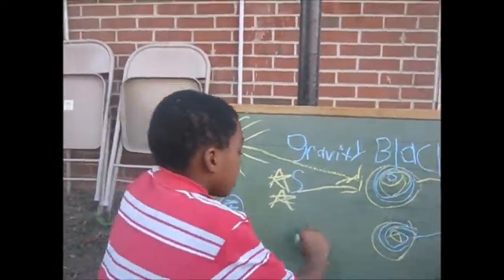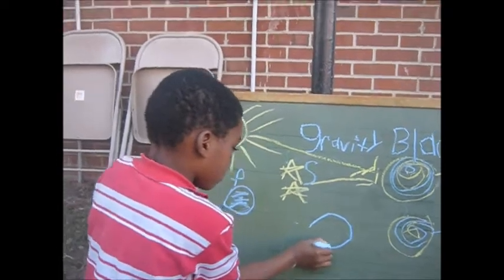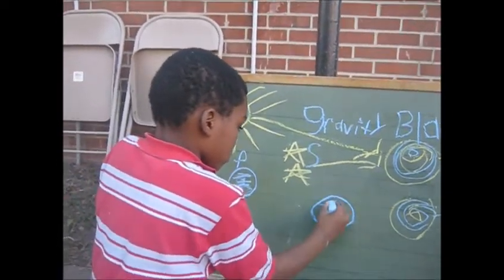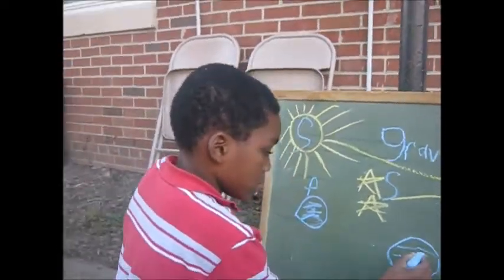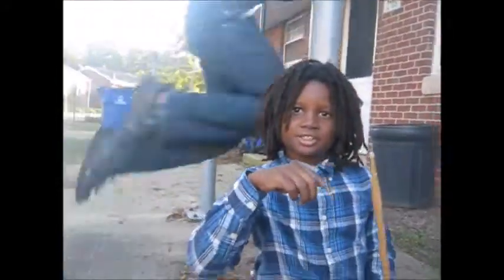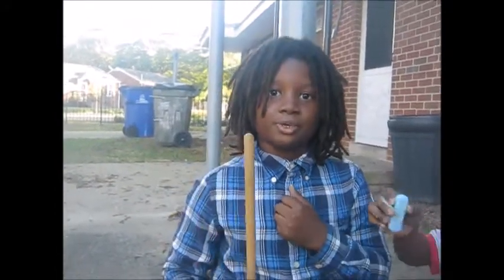Sometimes black holes be on planets like this. Okay. Just like on Saturn. Like the rings. Yeah. Some people say that they think it's just air, but really it's ice. When you really get close to it, it gets cold because it's ice. Okay. On the rings. I ain't know that.